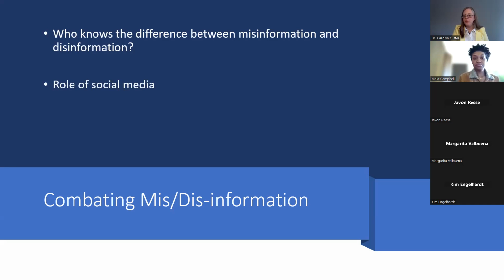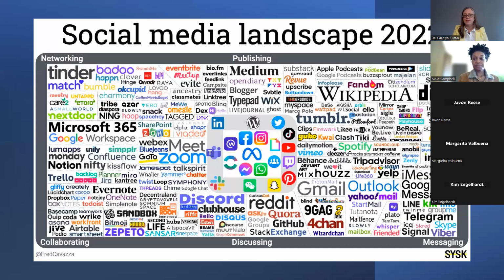So let's talk about the role of social media and then the importance of trusted messengers, which Maya's already touched on. So this is our social media landscape. The whole point of this slide is how many different places you can get your information from. There's so many different sources, and depending on your age group and your connectivity, it's just a lot of different places. So we need to keep this in mind.